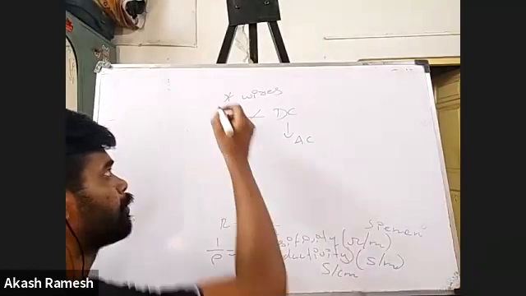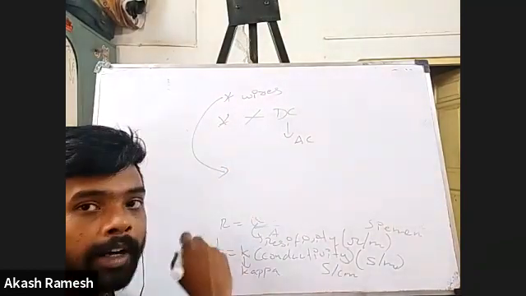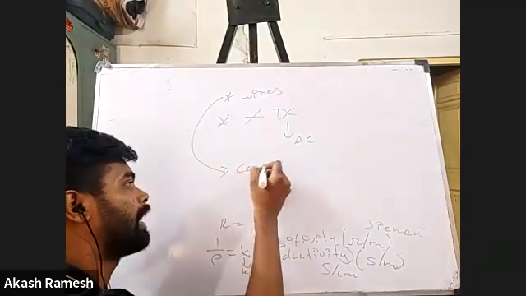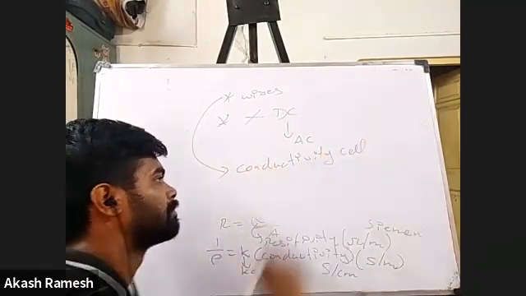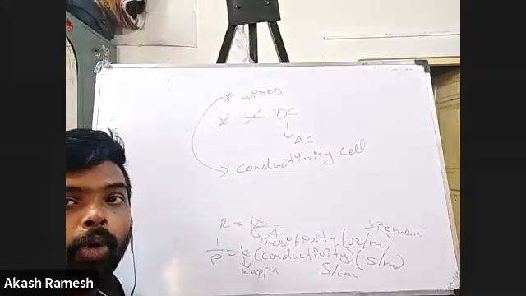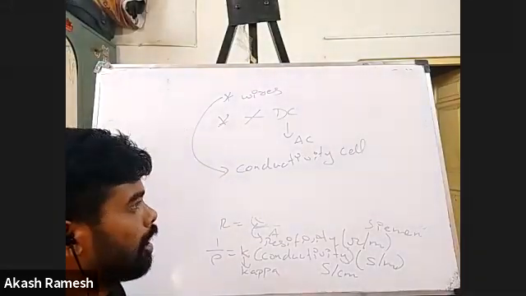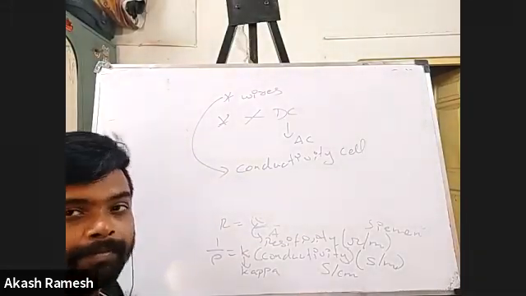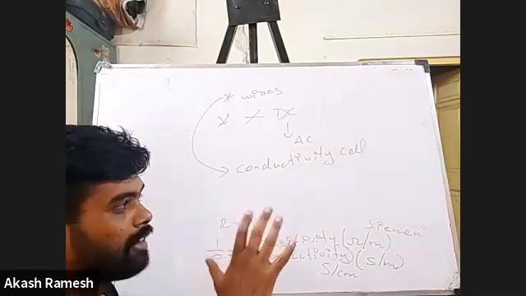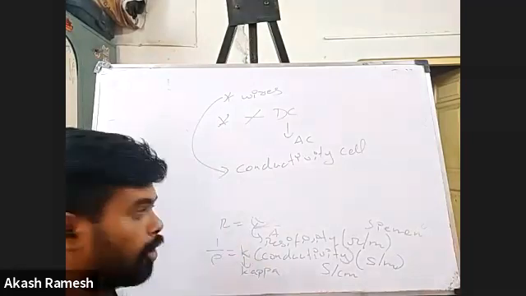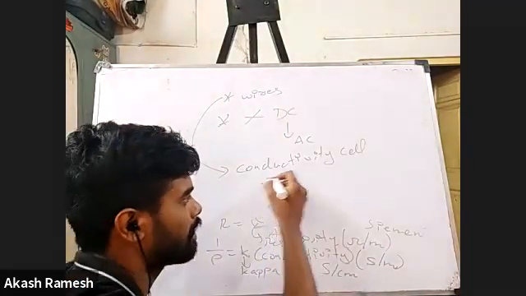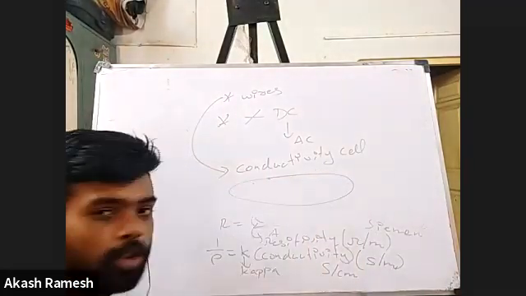So the first problem can be overcome with the help of something called a conductivity cell. Okay, so let's see how the conductivity cell looks. The conductivity cell is basically going to be a glass tube.